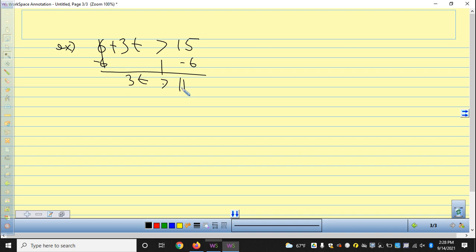No. 15 minus 6 is 9. I was seeing if you were paying attention. I heard someone say, all right, next step. Yes? Divide both sides by 3. These cancel, and I get t. Do I have to turn my sign around? No, I did not divide by a negative. 9 divided by 3 is 3. So my answer is t is greater than 3.